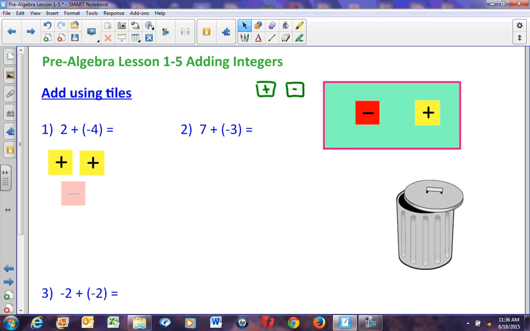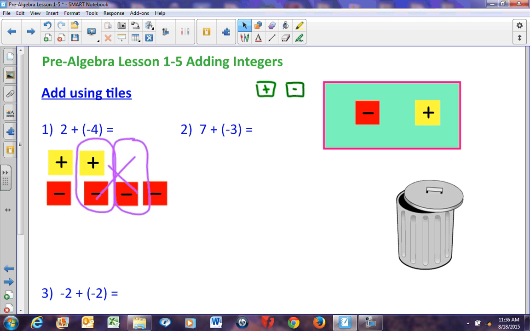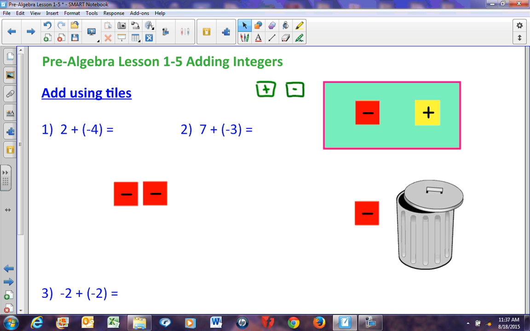So I have 1, 2, 3, 4. You'll see that a positive and a negative makes a zero pair, and those get canceled out. Okay? So I can either cross them out, or I have a handy little garbage can over here, so I can just take these tiles and throw them in the garbage can, like that. So that's a positive and a negative, so that goes away, that's a positive, that's a negative, that goes away, and what am I left with? I'm left with negative 2.